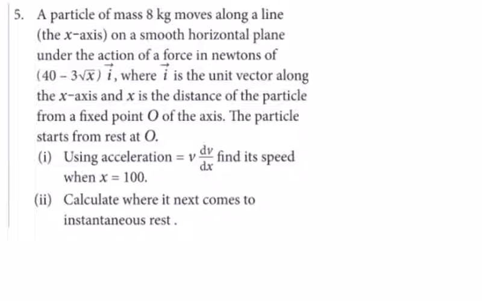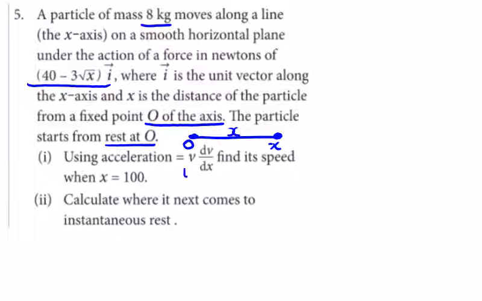A particle of mass 8 kilograms moves along the x-axis on a smooth horizontal plane under the action of a force in newtons. Given this force here, 40 minus 3 root x, i is the unit vector along the x, and x is the distance of the particle from fixed point O of the axis. This particle starts from rest at O, so we have O. Distance away is going to be x.